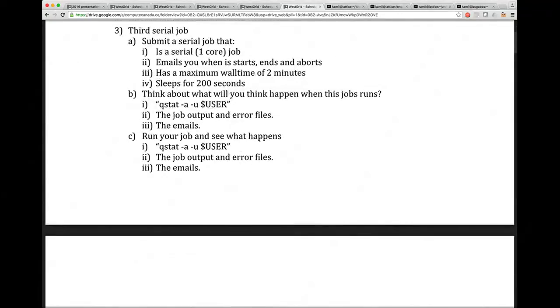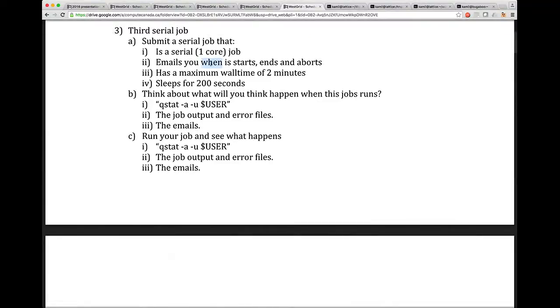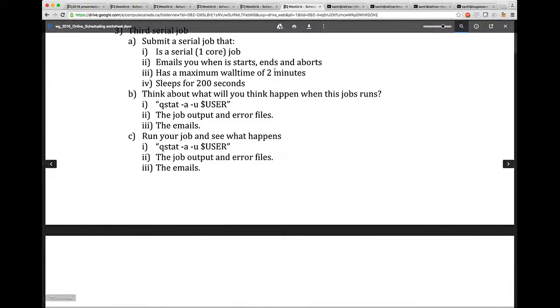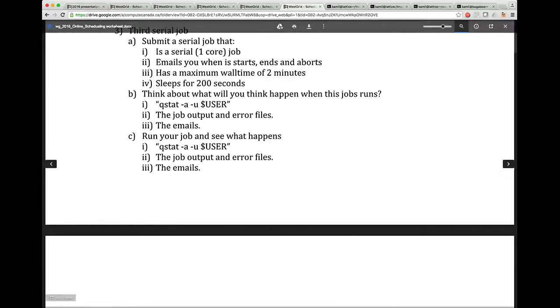So in the third example, we submit one serial job. It's also supposed to email you when it starts and when it aborts. It has a maximum wall time of 2 minutes and sleeps for 200 seconds. Now think about what is going to happen. We're asking for it to have a maximum wall time of 2 minutes or 120 seconds, and we're asking the command sleep to run for 200 seconds. So obviously, the command sleep may not have enough time to finish.